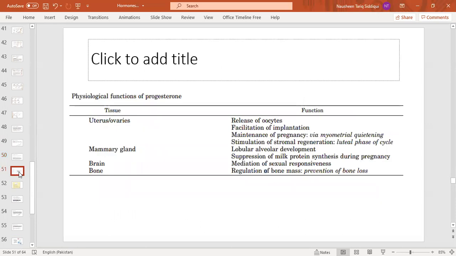Okay, the physiological functions of progesterone: the tissue, where they are released from, and what they do. In the ovaries, when they release progesterone, it basically causes release of oocytes, facilitation of implantation, and maintenance of pregnancy via myometrial quiescence. It also stimulates stromal regeneration and the luteal phase of the cycle. Similarly, it is also released from the mammary gland and bone.